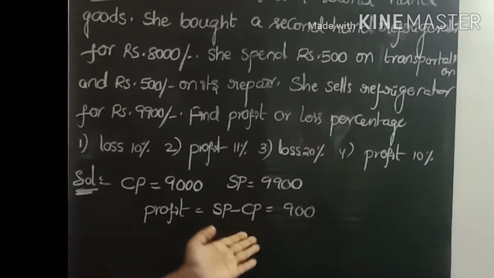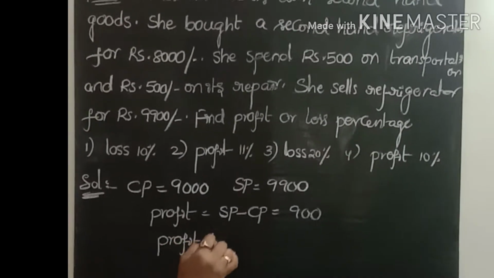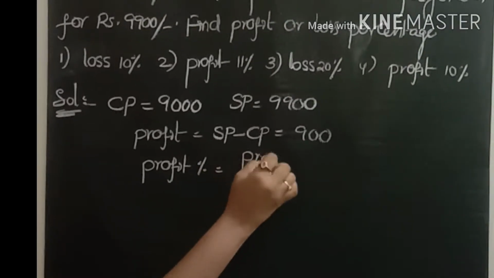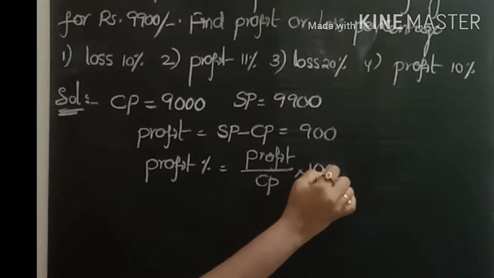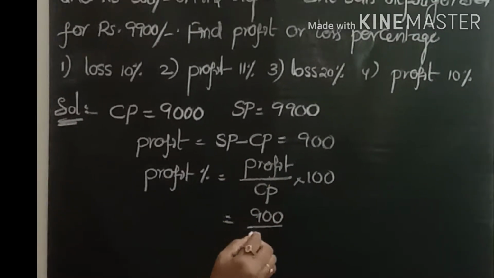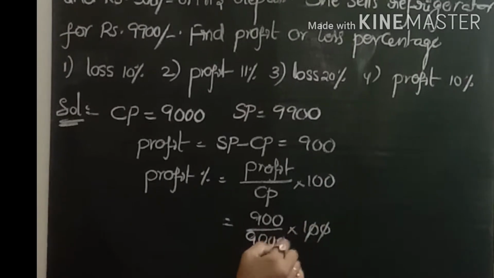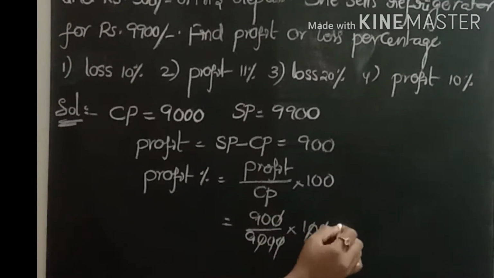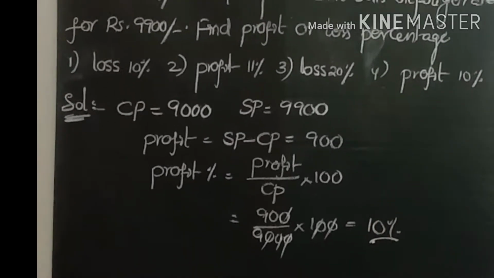Now find the profit or loss percentage. Here we have the profit, so we are finding the profit percentage. Profit percentage is equal to the formula profit by CP into 100. Profit is equal to 900 by CP, which is the total CP 9,000, into 100. Now these are cancelled, 9 is cancelled by 10 times. So profit is equal to 10%.